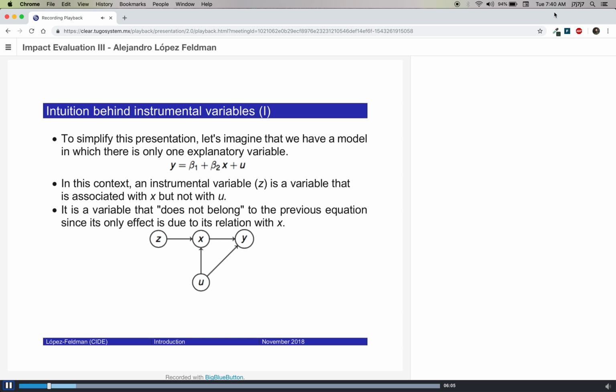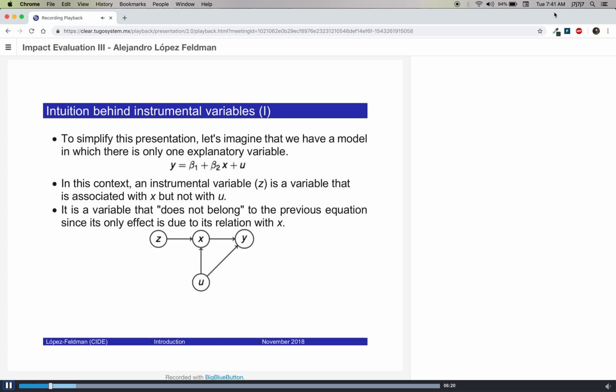Exogeneity is the contrary. There is no relationship between the variable and the error. So the instrument has to be relevant and exogenous. So the covariance between z and x has to be different from zero. So this is exactly what we had here.